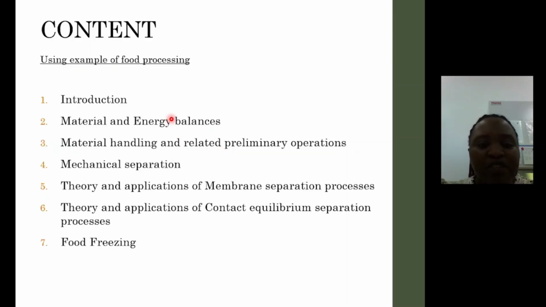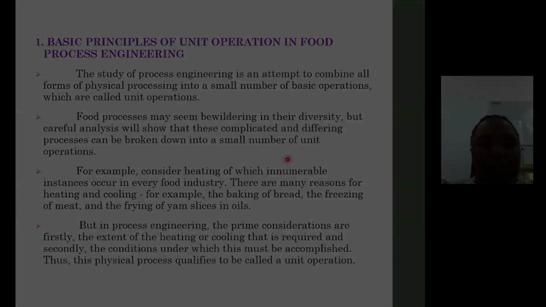So the content of this is an introduction, material and energy balances, material handling and related preliminary operations, mechanical separation, theory and applications of membrane separation processes, theory and application of contact equilibrium separation processes, and food freezing. So we are using food processing as an example to look at industrial processes.